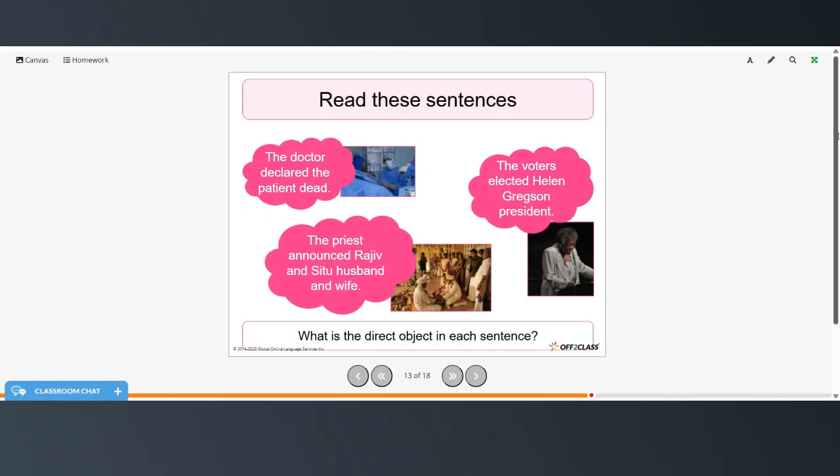So read these sentences. The doctor declared the patient dead, the voters elected Helen Gregson president, and the priest announced Rajiv and Sita husband and wife. So what is the direct object in each of these sentences? Go ahead and take a guess at that. If you'd want to write your answers in the comments, that would be great. These are a little bit trickier.